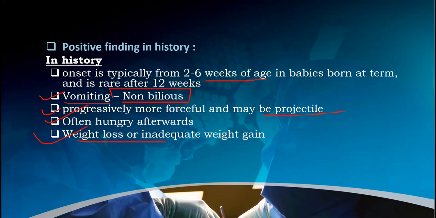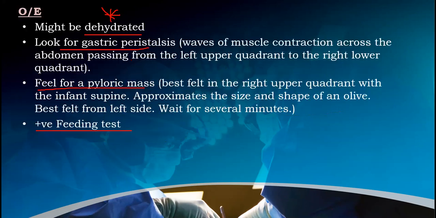So history is totally the same as the vomiting cluster. In physical examination, just to add, when you do the abdominal inspection, ask for any visible peristalsis, any visible distension, any visible mass. And when you do the palpation, obviously we ask for any palpable mass, any tenderness. Sometimes you can feel a mass in the right upper quadrant. And also ask for a feeding test, whether the feeding test is positive or not.